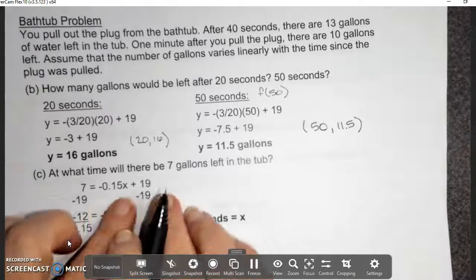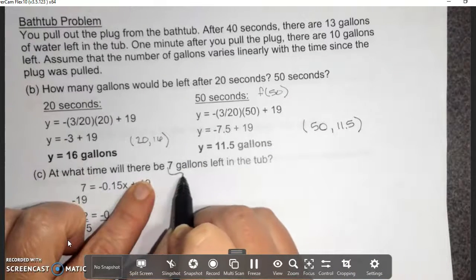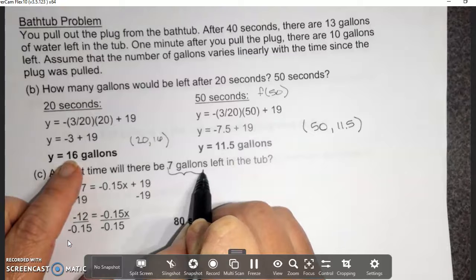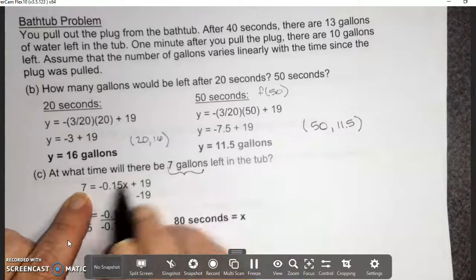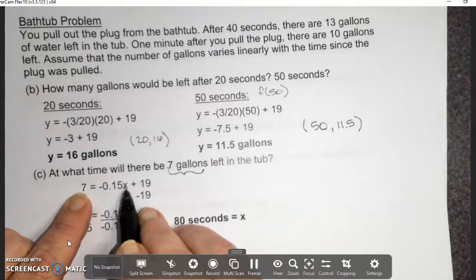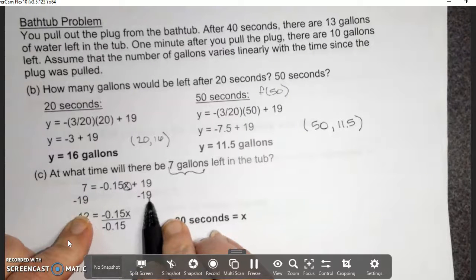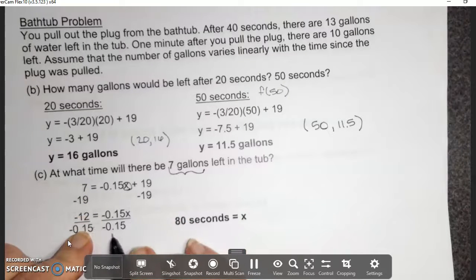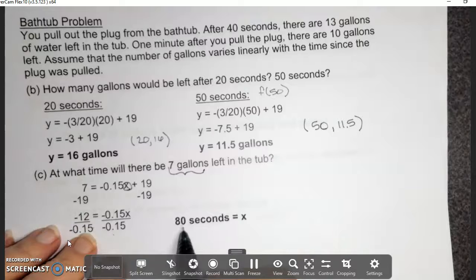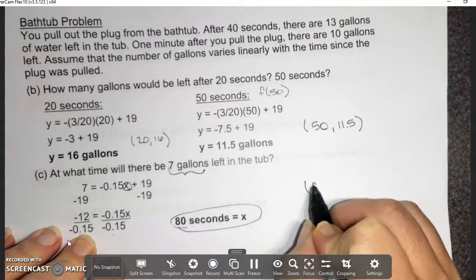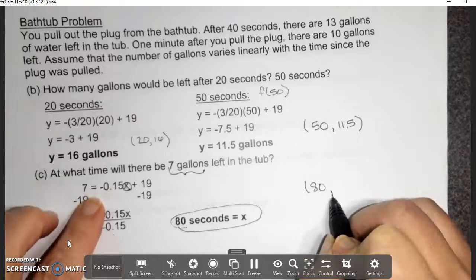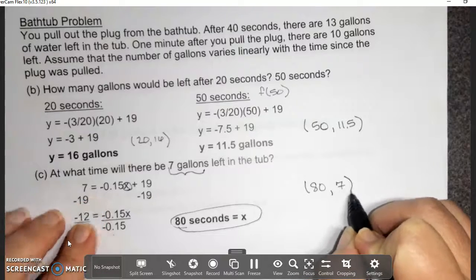At what time will there be 7 gallons left? Gallons is my Y value. So that's 7 for the Y value in the same equation. I just did a decimal. And now we're solving for X. So we subtract 19 from each side, divide by negative 0.15, and we get 80 seconds. So when my X is 80, my output will be 7.